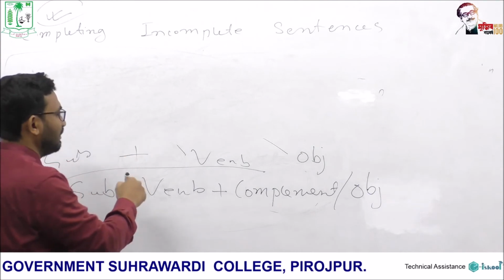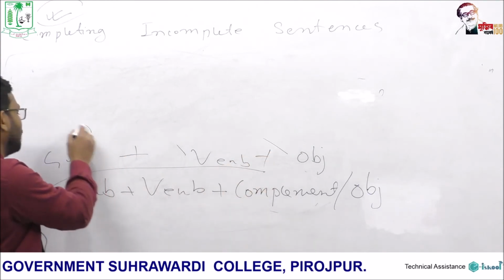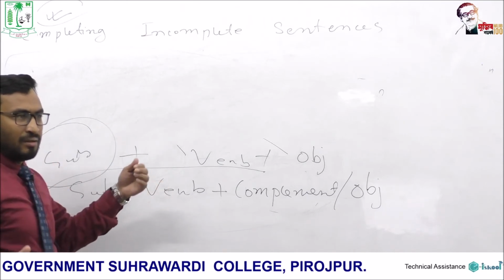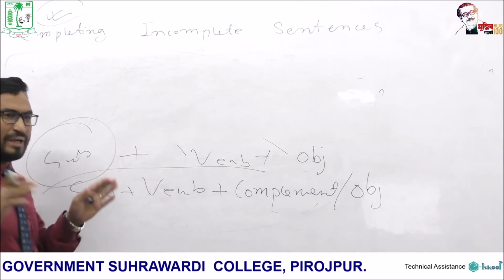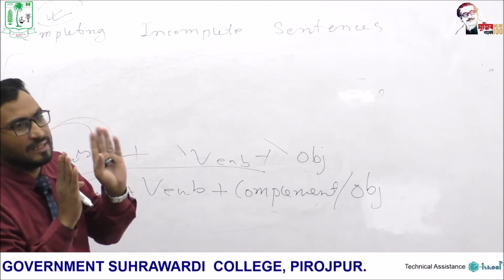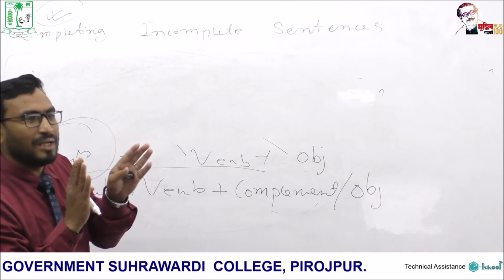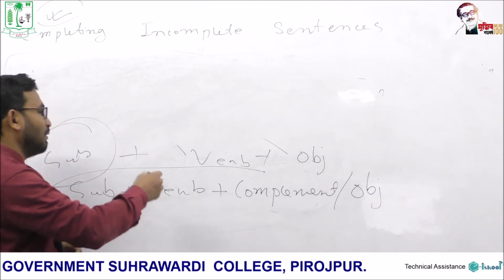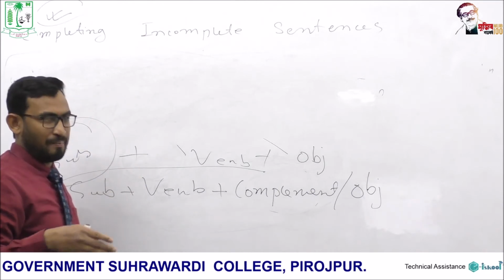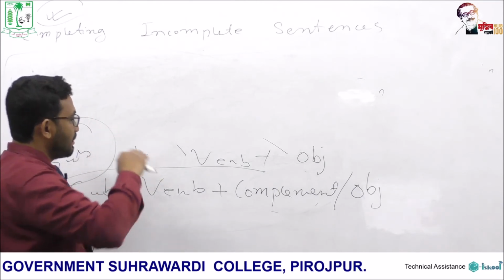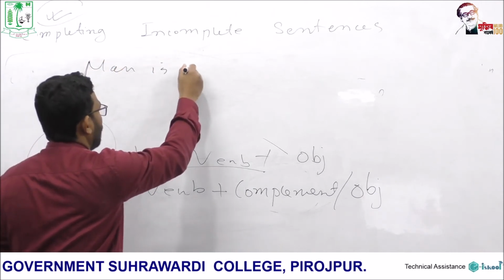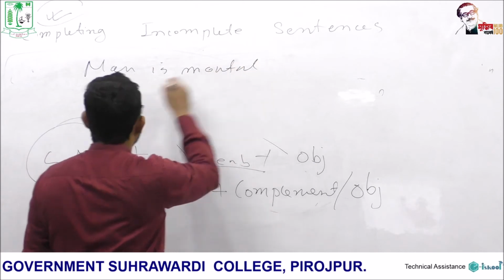We should only know that the subject is the doer, the agent, the person who does things. Whenever we write a sentence, normally we have a verb, and when there is a verb, it either refers to an action or a state of being. That's it. So look at this: man is mortal. We eat rice.